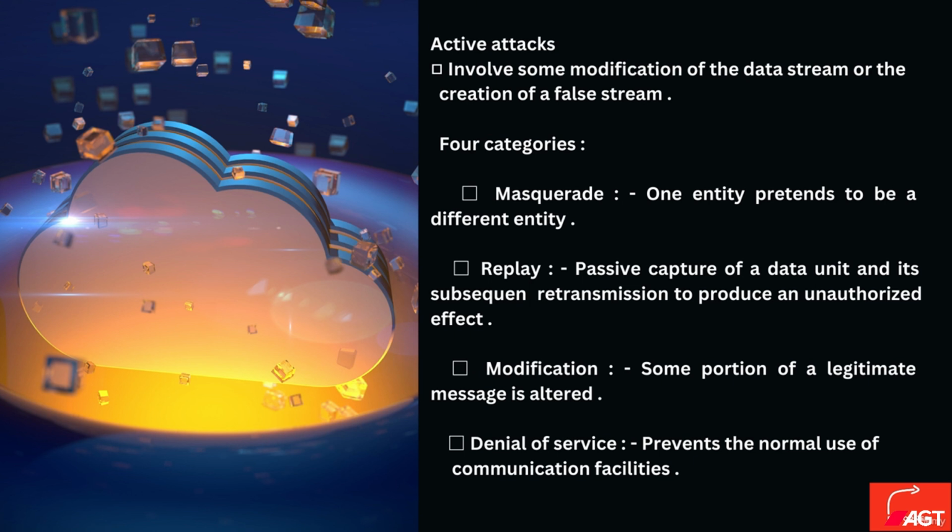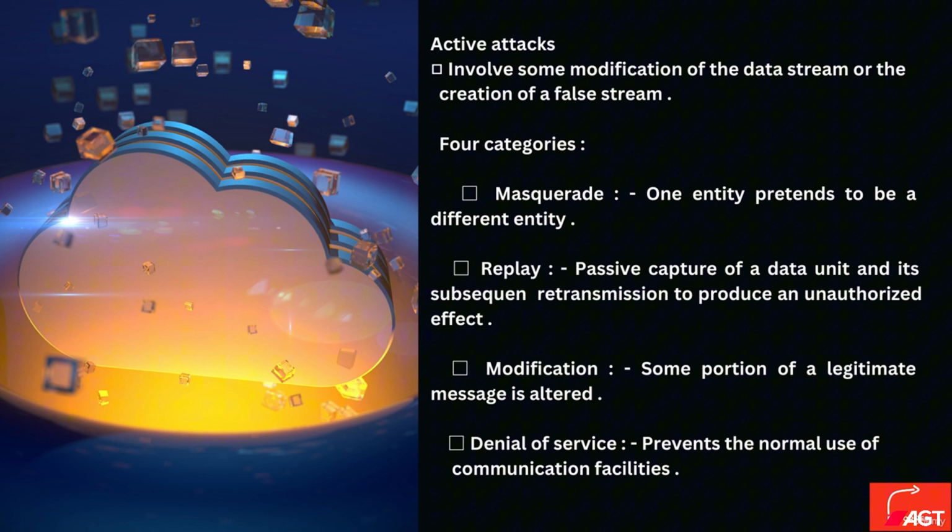Denial of service. By flooding the system with traffic or taking advantage of flaws in the cloud infrastructure, a denial of service attacker prevents legitimate users from accessing communication facilities or cloud resources. Cloud security tools like firewalls, intrusion detection systems, and load balancers can be used to stop such attacks.